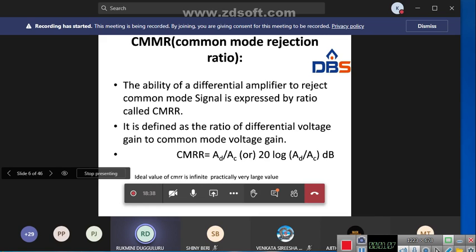And we have seen CMRR, common mode rejection ratio. CMRR means how effectively we can eliminate the noise, right? The ability of a differential amplifier to reject a common mode signal is expressed by the CMRR, common mode rejection ratio. Okay, so CMRR is defined as the ratio of differential gain to common mode gain, right?